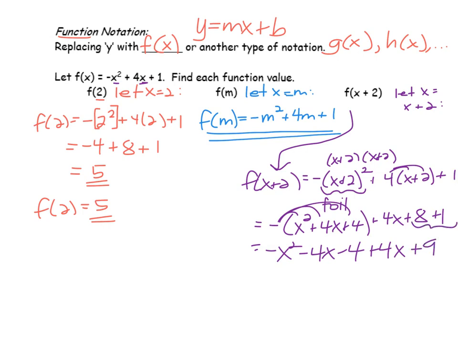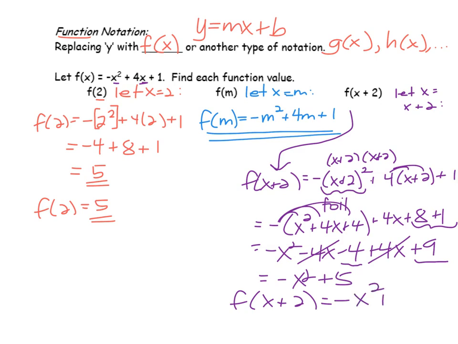Now combine like terms. We've got negative 4x and positive 4x. They cancel out, leaving us with negative x squared, and then negative 4 plus 9 is plus 5. So f of x plus 2 has an output of negative x squared plus 5. And that's as far as you could go.